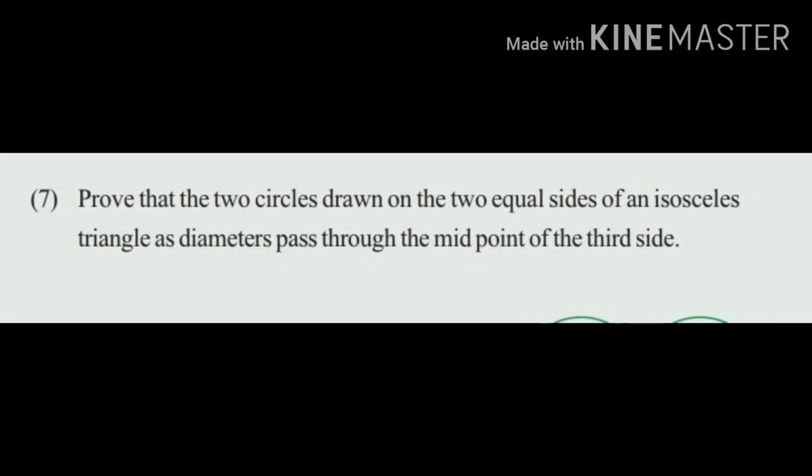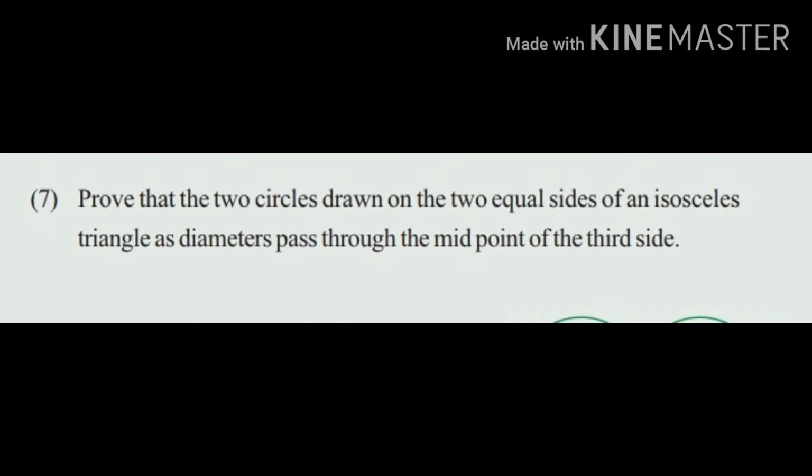Next is question number 7. Prove that the two circles drawn on the two equal sides of an isosceles triangle as diameters pass through the midpoint of the third side. Okay, so here the figure is not given, we need to draw the rough figure first.